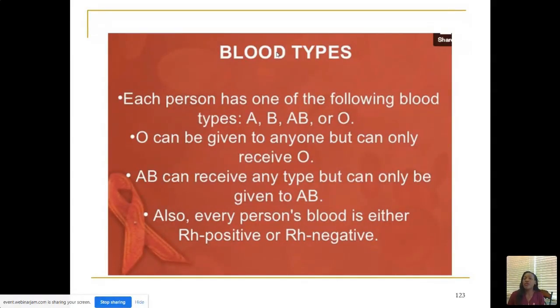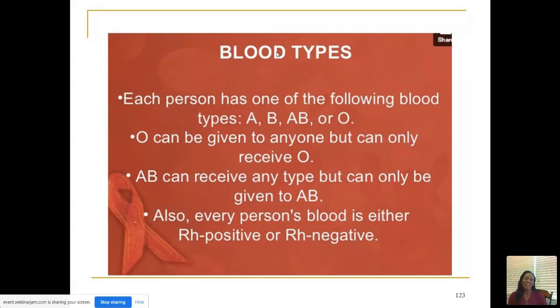Your true universal receivers are your AB positive. They really can get anybody's blood. Like A positive, negative, B positive, negative, AB, yep. So if you're AB positive, good for you.